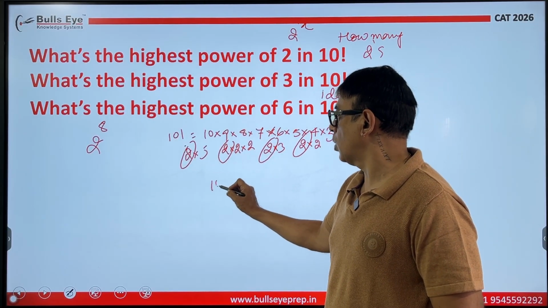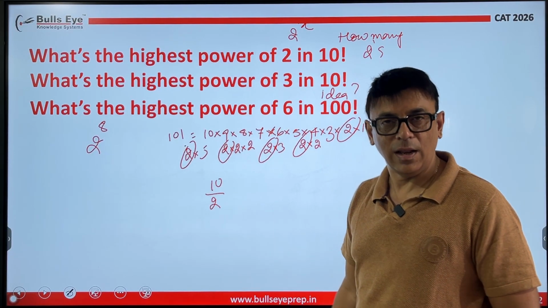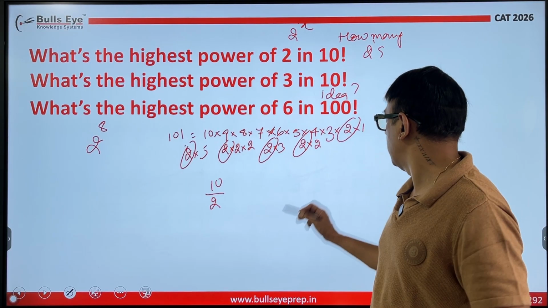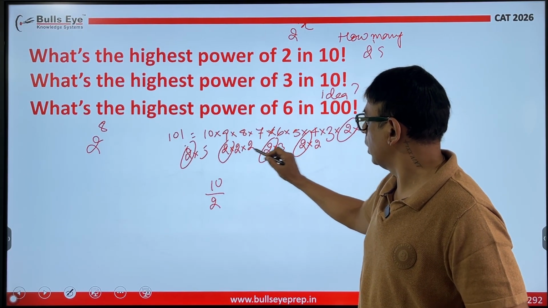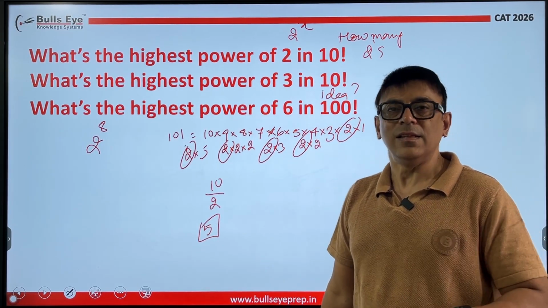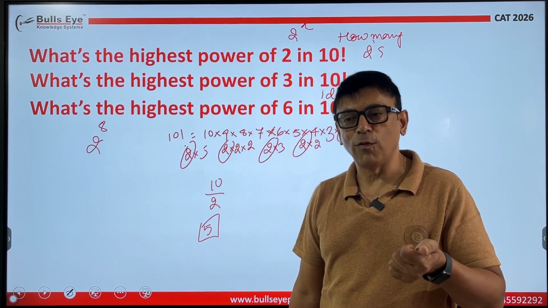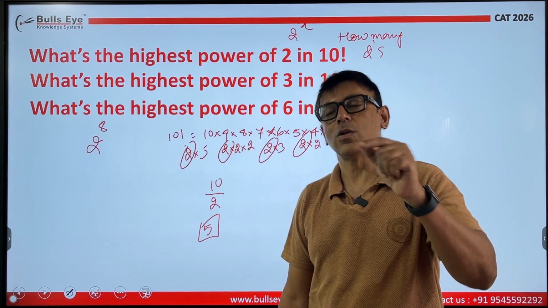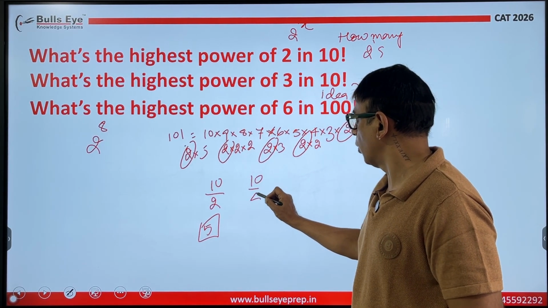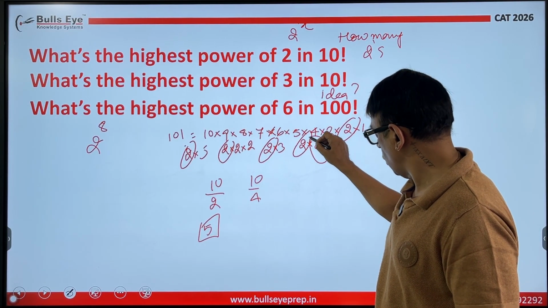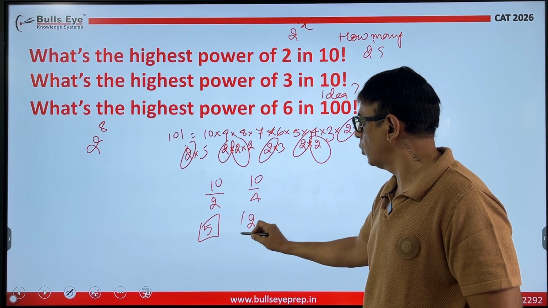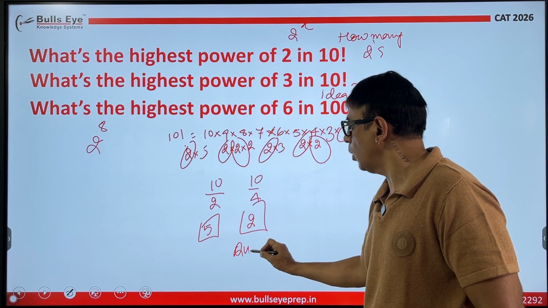So first find out all the even numbers in 10. There are 5 even numbers, 2, 4, 6, 8 and 10. 1, 2, 3, 4, 5. So we found out 5. In the second round, find out the multiples of 4, because 4 has got two 2's. We located only one 2. How about the other 2? So 10 divided by 4. Now this is one 2, this is the second 2. So there are 2 such 2's. So this is only the quotient.